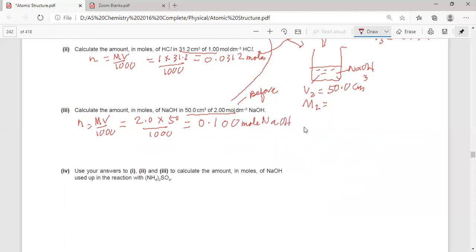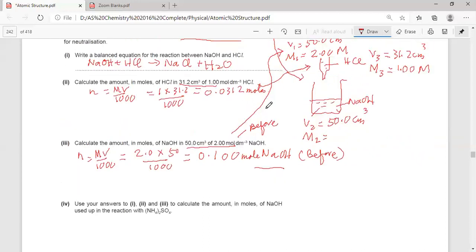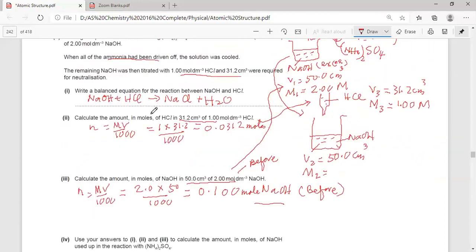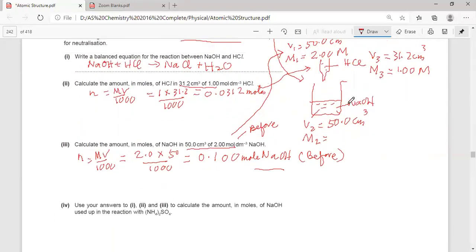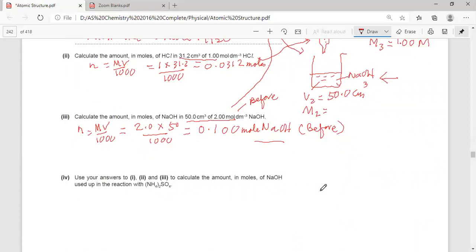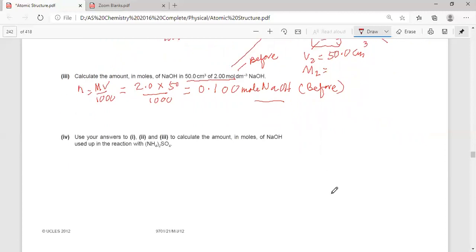Now this is before reaction. Okay, so you can put down there in the answer thing here for yourself. Use your answers in 1, 2, and 3. Calculate the amount of moles of NaOH that is used up. That means that's reacted. Okay, it means that this is before. This is the now. Now the amount of NaOH present in here. How much here after reaction? Okay, right? So the current number of moles used up.